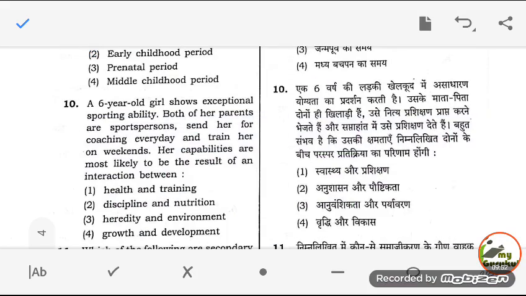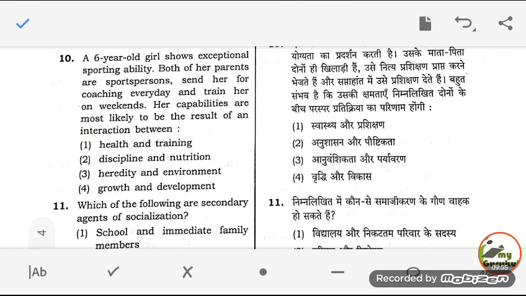Question number 10 is: a 6-year-old girl shows exceptional sporting ability. Both of her parents are sports persons, send her for coaching every day and train her on weekends. Her capabilities are most likely to be the result of an interaction between... Heredity determines what an organism may become and not what it will become, and environment may affect the degree to which a hereditary trait develops. So, here the right option will be heredity and environment.